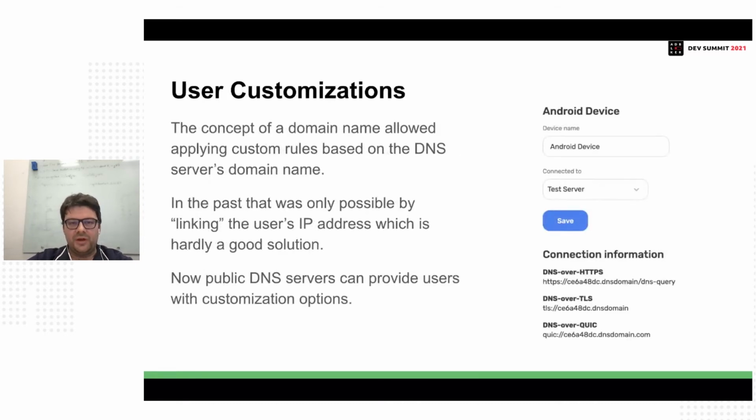One more thing that also helped is the concept of a domain name that is used in DNS encrypted services. It allowed applying some custom rules based on the DNS server's domain name. In the past, that was only possible by linking the user's IP address, which is hardly a good solution. But now public DNS servers can provide users with customization options, which basically means that users may choose what to block and what not to block and continue to use the public resolver, which is cool.